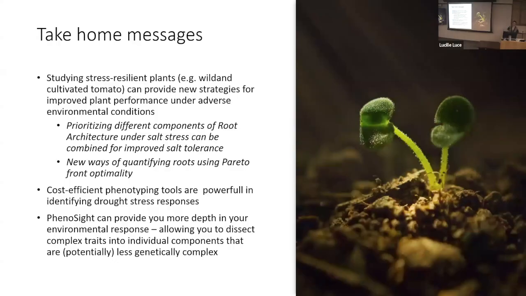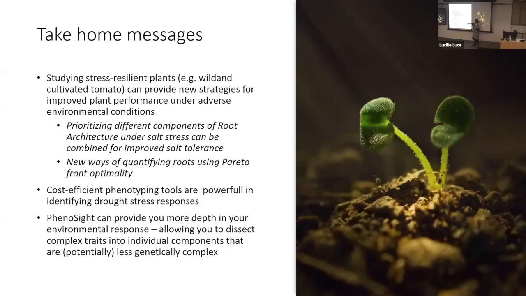So some few take-home messages. I think studying stress-resilient plants like wild and cultivated tomato can provide new strategies for improved performance under very bad conditions. Prioritizing different components of root system architecture can be combined to further improve the tolerance. And there are also new ways of quantifying the roots that we are working on, because we looked at those natural diversity panels and we have not observed the Christmas tree, broomstick, and telephone pole in Arabidopsis. We have only started to think about how we are going to describe those root system architectures by working with tomatoes.